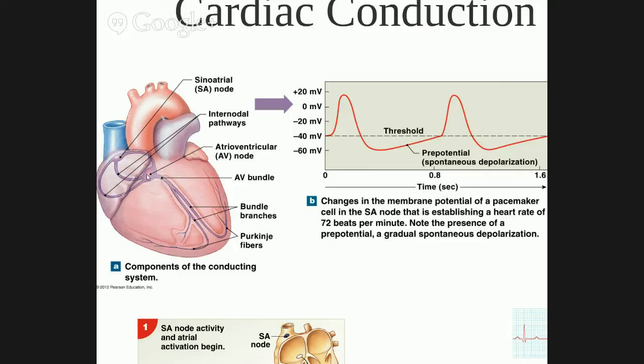The conduction through this area, especially at the AV node to AV bundle, is slowed down a little bit. The cells are thinner, and so propagation of the action potential is slowed down just enough so that the signal reaches the ventricular wall after the signal is spread throughout the atrial walls.